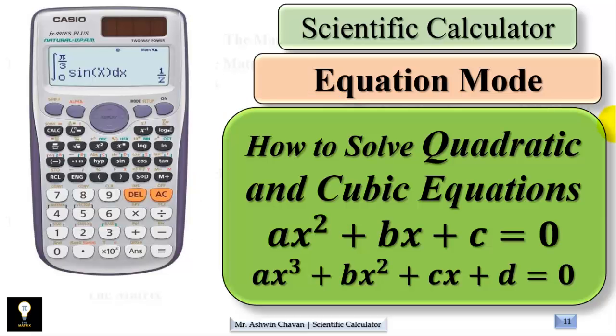Hello everyone. In this session, we are going to see how to use a scientific calculator in equation mode. In today's session, we will specifically target how to solve quadratic and cubic equations like ax square plus bx plus c equal to 0 or ax cube plus bx square plus cx plus d equal to 0.